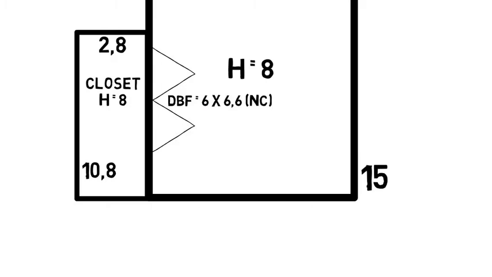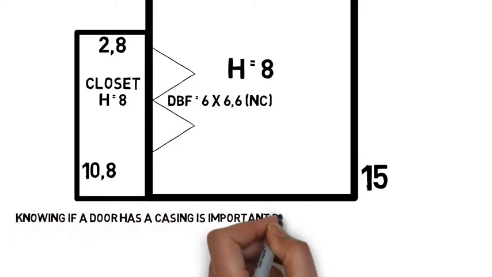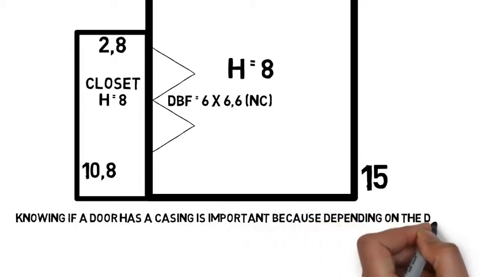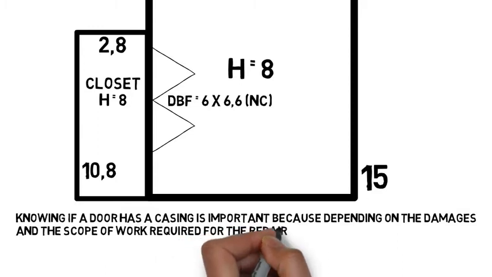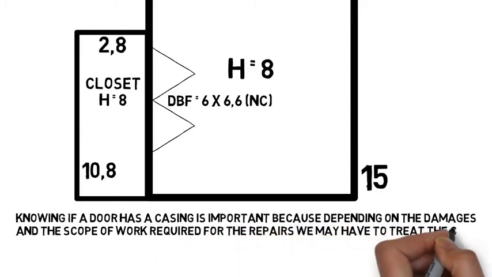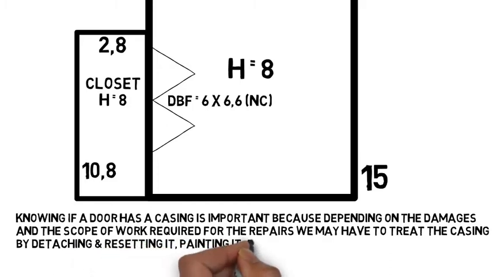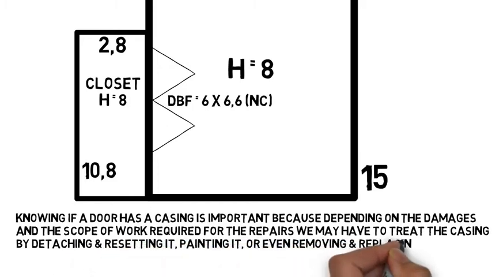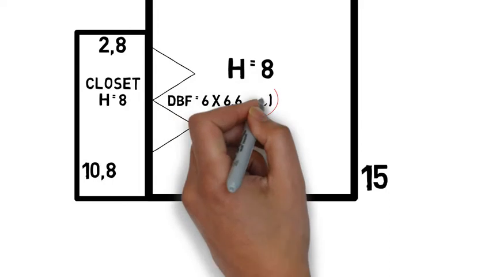This door has no casing, also referred to as framing, door opening, or trimming. Knowing if the door has a casing is important because depending on the damages and the scope of work required for the repairs, we may have to treat the casing by detaching and resetting it, painting it, or even removing and replacing it. If it does have a casing, you do not have to note anything. But in this case, it doesn't have a casing, so let's go ahead and note that.